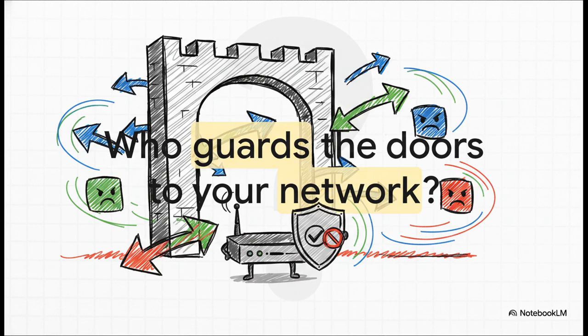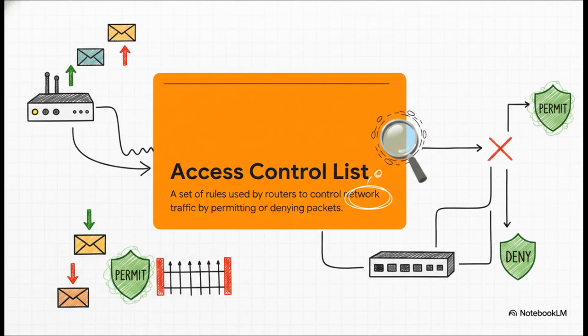Now, I want you to think about something for just a second. Who actually guards the doors to your network? I mean, with the sheer chaos of thousands of data packets flying around every single second, how does a router actually know who's allowed in and who gets kicked to the curb? You absolutely need a frontline defense. Well, that frontline defense is the access control list.